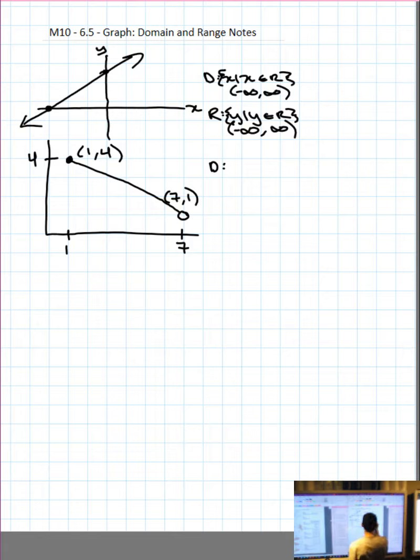So we can say lower number, less than, variable. We were talking about x, so we have to put x. Less than, bigger number. Now, because we have a closed dot at 1, we have to say equal to below the sign. So now it says 1 is less than or equal to x is less than 7. And we don't put an equal to under less than 7 because it's an open dot.